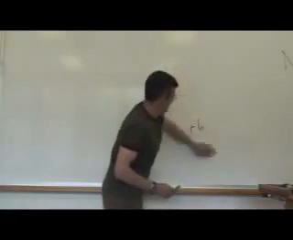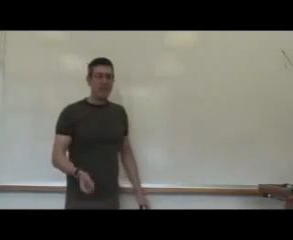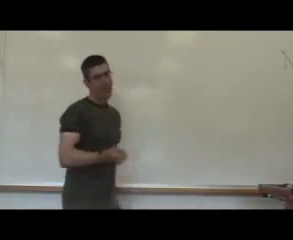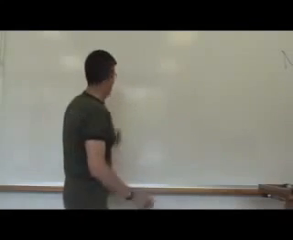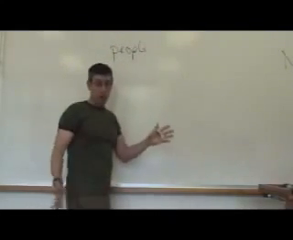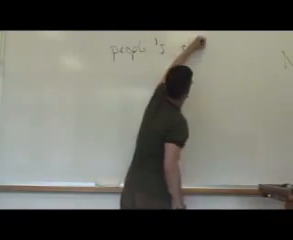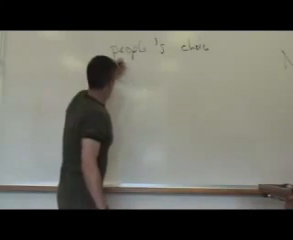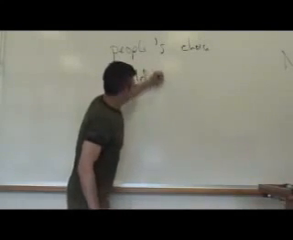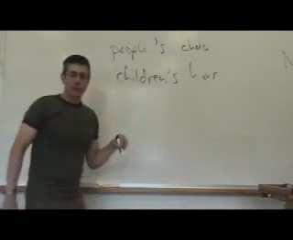Now, the thing that causes some problems sometimes is not the apostrophe S, it is just the apostrophe, and that is in the case of a plural ending in S. So now people, that's a plural, but it doesn't end in S, so the people's choice, that's just the same old apostrophe S. Same thing with children. The children's hour. Okay, children is a plural, but doesn't end in S.